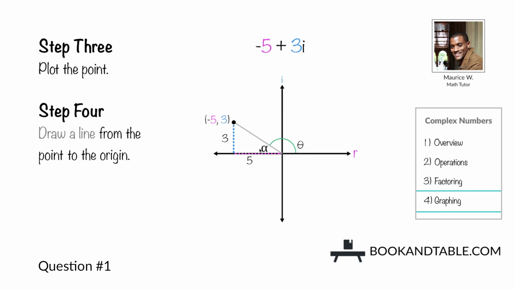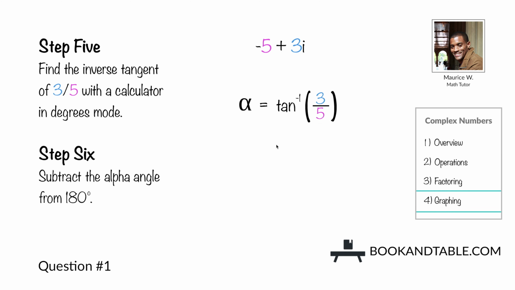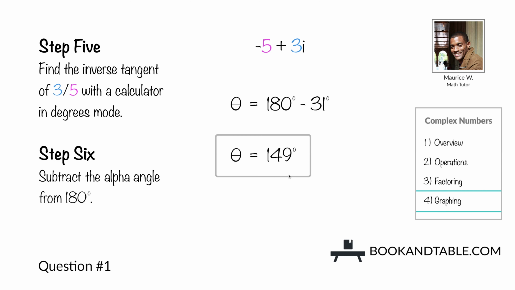And with this being our alpha angle, that lets us know from here to the positive real axis is our argument, or theta. So the fifth step, we'll find the inverse tangent of 3 over 5 to find our alpha. And then we'll subtract that from 180 degrees to find our theta. So the inverse tangent of alpha is 3 over 5. So the alpha angle is equal to 31 degrees. Subtract that from 180 degrees, and you get theta is equal to 149 degrees.